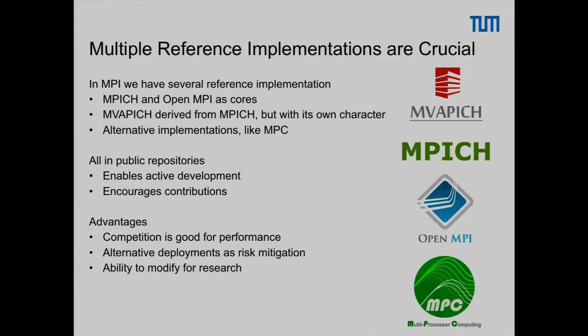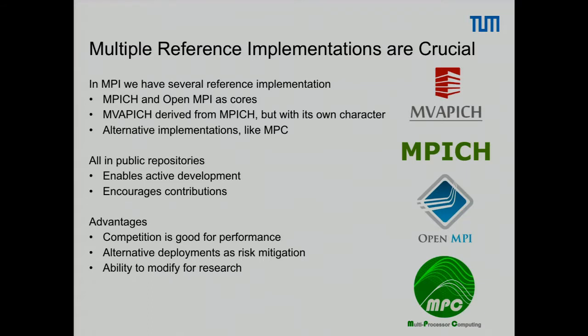On the production side, having more than one implementation helps mitigate risk. So when I was at Livermore, we always had OpenMPI and MVAPICH on the systems at the same time. One was the preferred solution, in our case MVAPICH. But if something was wrong, we could switch to OpenMPI. And other labs did exactly the other way around. They had OpenMPI, and if something was wrong, they would switch to MVAPICH. So this is a useful thing to do for risk mitigation.